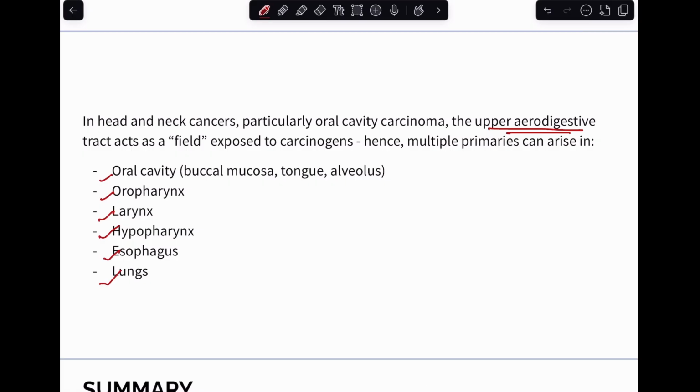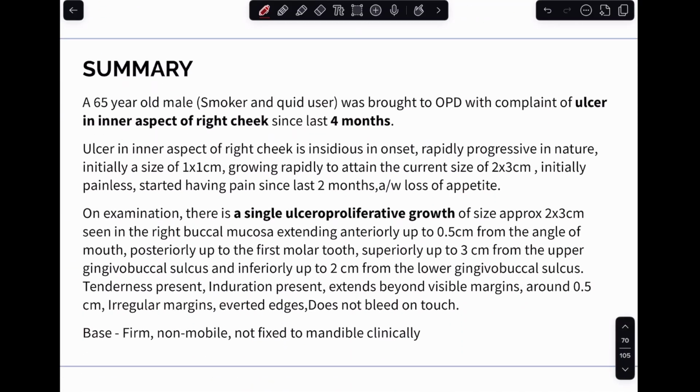Now that we have discussed the clinical examination as well and every point that we have noted over there, we'll move on to summarize the case. So, moving on to the summary, what we have is a 65-year-old male who is a smoker and a quid user. They were brought to the OPD with a complaint of an ulcer in the inner aspect of the right cheek since the last 4 months, which was insidious in onset, rapidly progressive, initially a size of 1 by 1 centimeter, and then growing rapidly to attain the size of 2 by 3 centimeters. Initially painless, started having pain since the last 2 months, associated with loss of appetite.